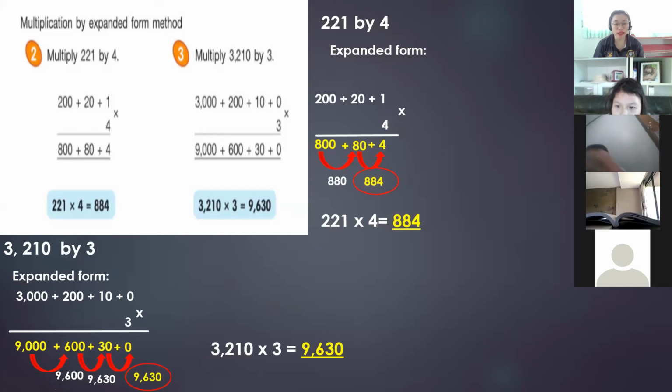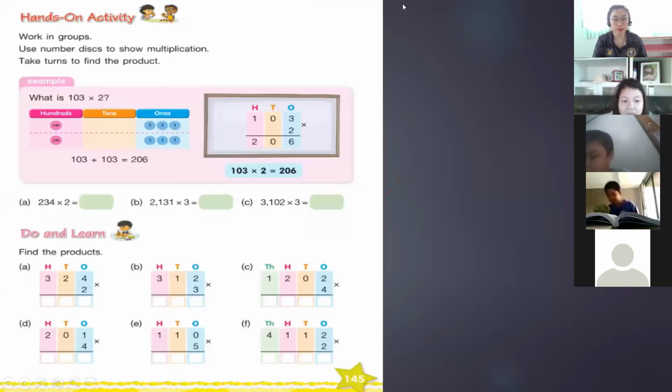Okay, so let's proceed to our activity, which is on page 145 of your workbook. On page 145, we have here the hands-on activity. So we're going to do this one together. So we have here letter A. We're going to multiply this letter A in horizontal way.